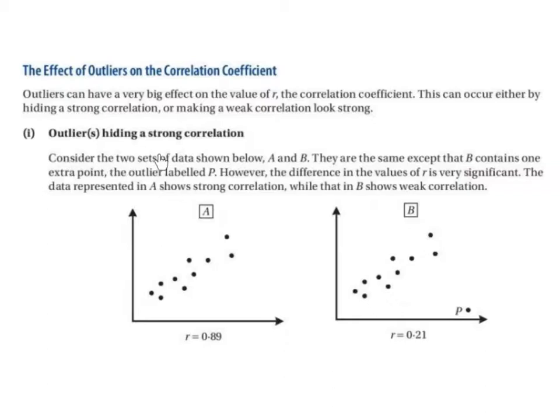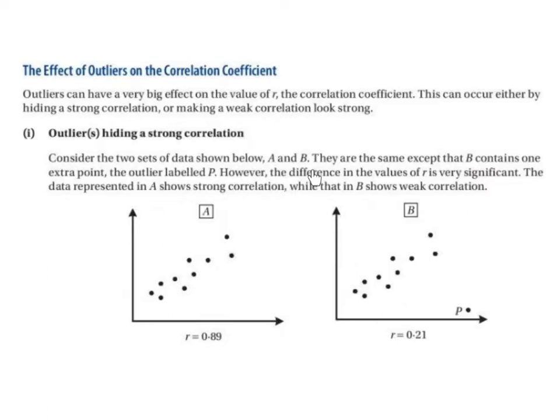Consider the two sets of data shown below, A and B. So here we have set A and here we have set B. They are the exact same, except that B contains one extra point. So we can see this extra point here, point P. This is the only extra point in B, otherwise the two sets are the exact same. So this is the outlier, labelled P, in set B.